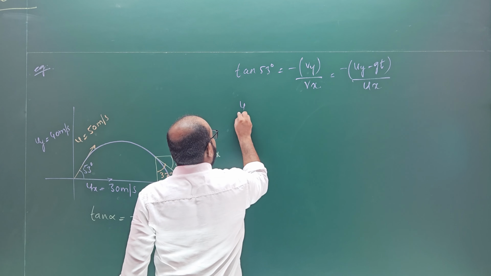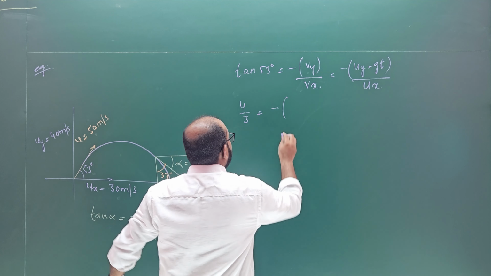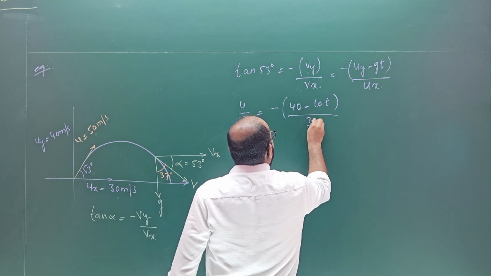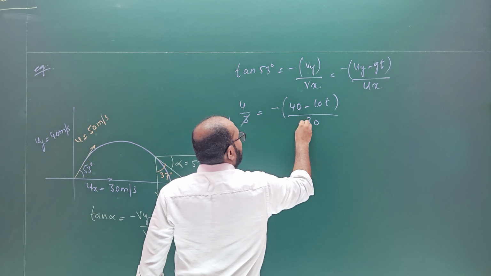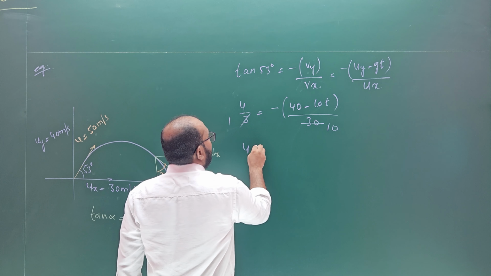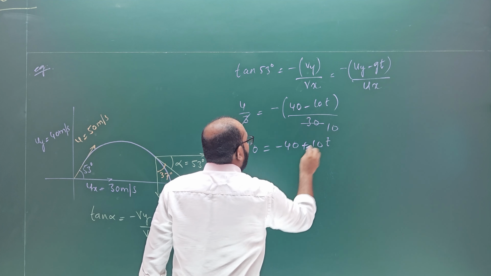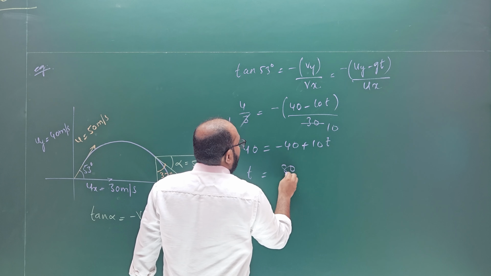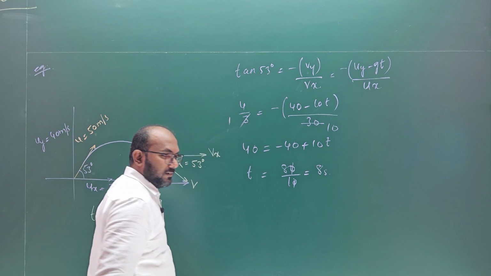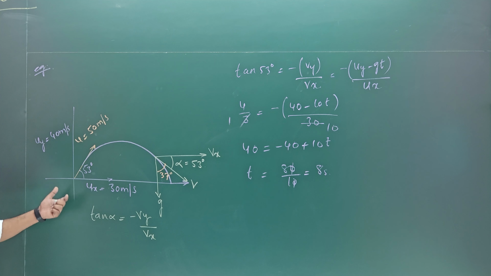Yes, very good. So 4 upon 3 equals minus the initial velocity in y direction, 40, minus 10t, upon 30. Can I say this one is 1, this one is 10? So can I say 40 equals minus 40 plus 10t, or t equals 80 upon 10, that is 8 seconds. Everyone got this answer? Very good, very good.